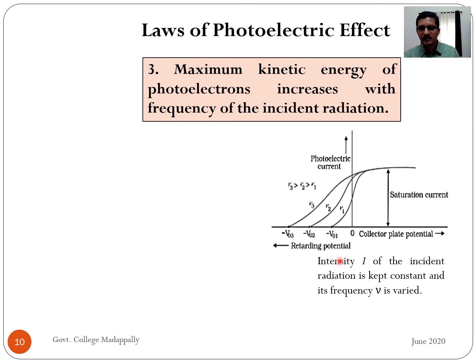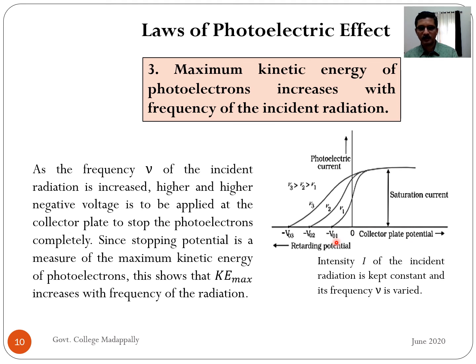Here, the intensity of the incident radiation is kept constant and its frequency is increased. So we have got three different curves here. The inner one corresponds to the case when the incident radiation has frequency nu1. The next one corresponds to frequency nu2, then nu3, and nu3 is greater than nu2, which is greater than nu1. On the y-axis we have photoelectric current, on the x-axis collector plate potential. Towards the right we have accelerating potential, and towards the left we have negative potential, that means retarding potential.